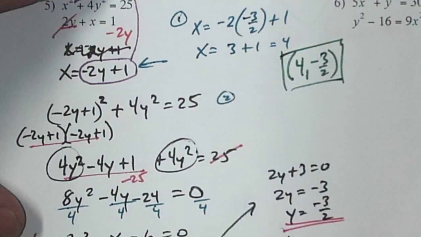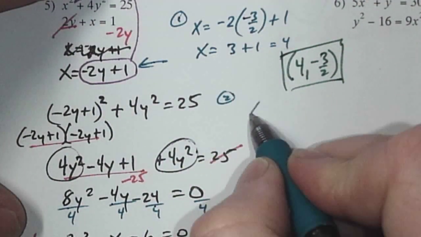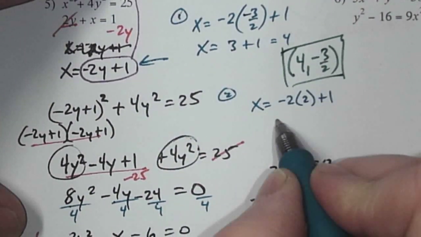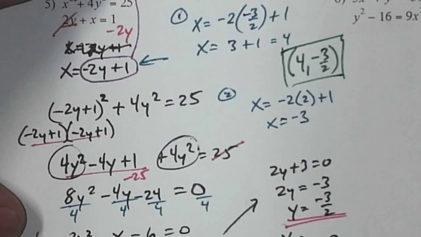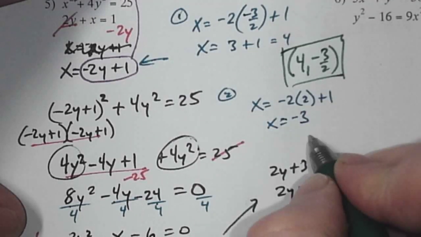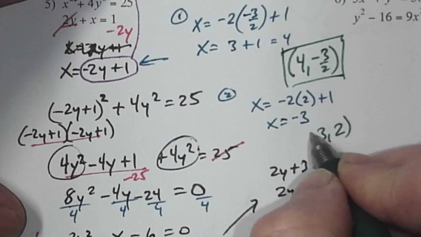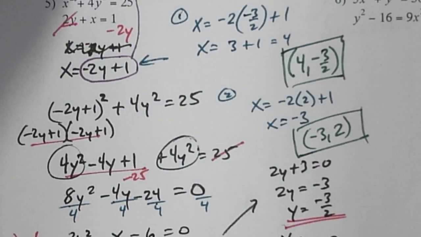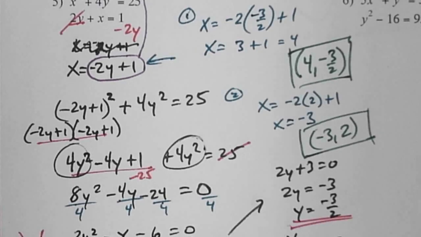And then the other one is I'm going to take the 2 and plug it in and go x equals negative 2 times 2 plus 1. That's negative 4 plus 1, or negative 3. And so we get negative 3 and 2 as my other answer. Okay, now we're going to pause with that. I'm going to leave it at that.